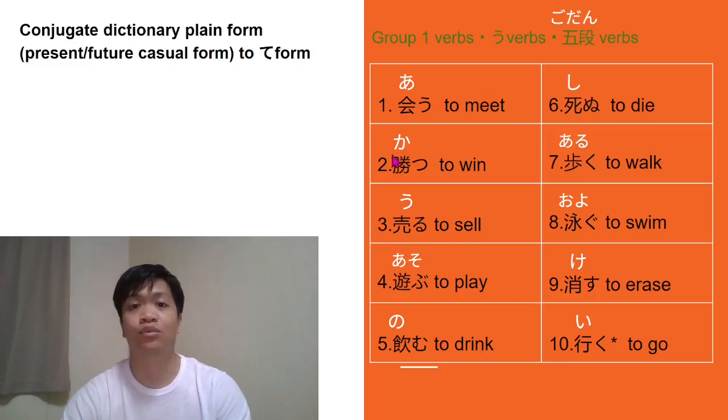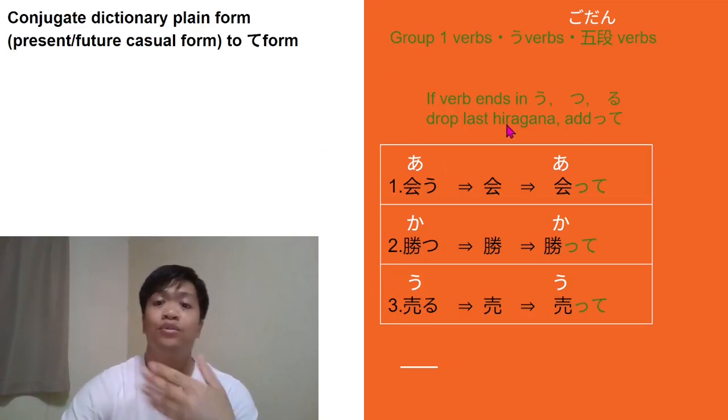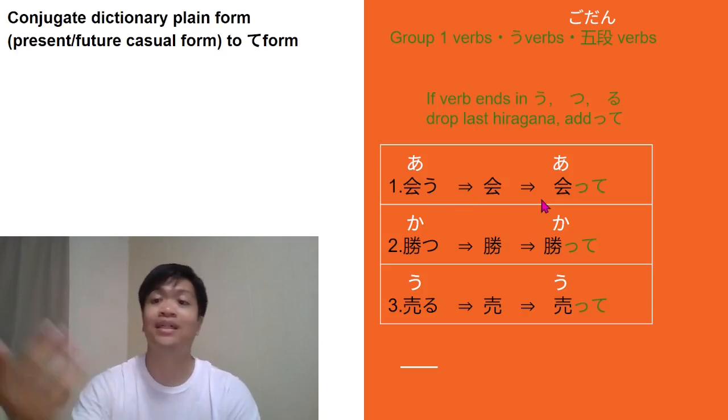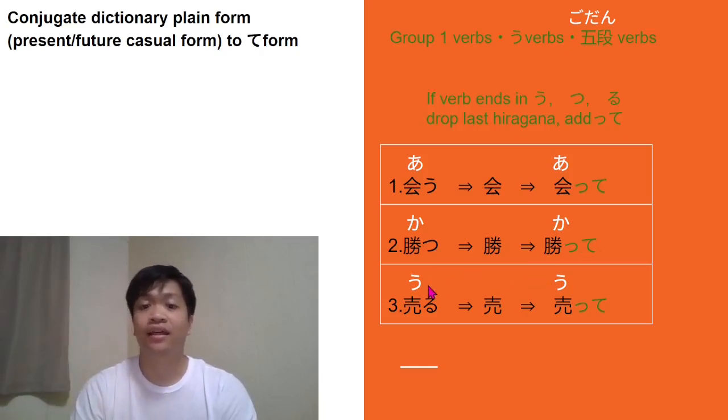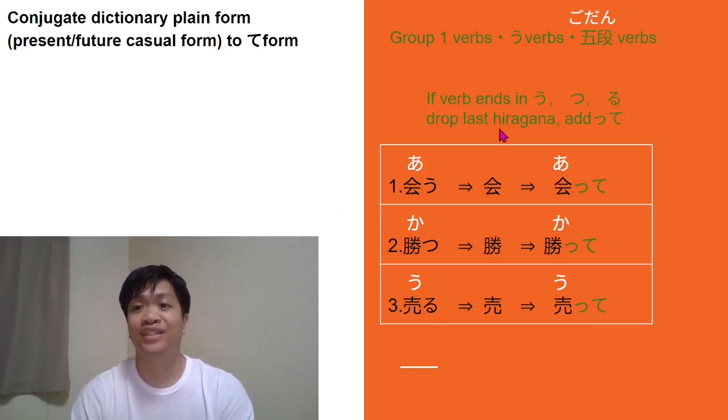So first, let's take a look at 1, 2, and 3: au, katsu, and uru. If the verb ends in u as in number 1, or tsu as in number 2, or ru as in number 3, you have to drop that last hiragana and then add the small tsu and then the te. So au, drop that u, we just have the a, and then we add the te. So ate. Au becomes ate. Same for katsu, drop that last hiragana, add the small tsu and then the te. Katsu becomes katte, and then uru becomes utte. So that's how you do it if it's one of these three endings.